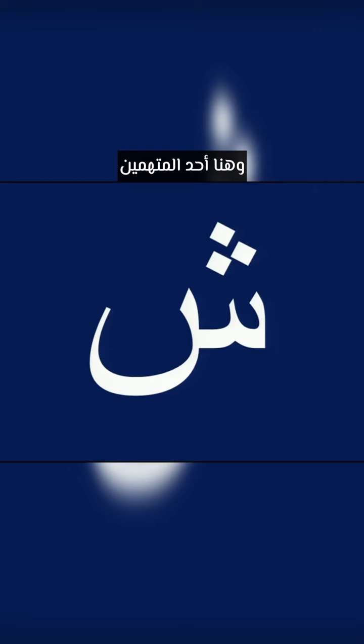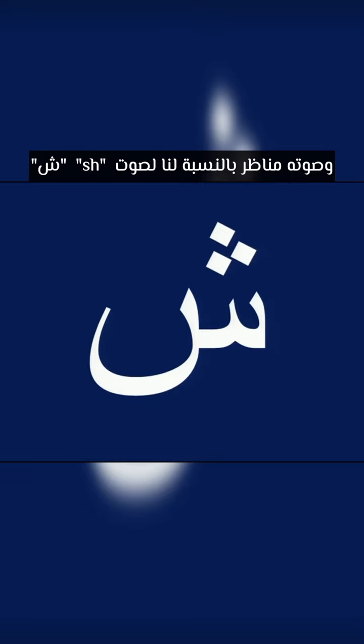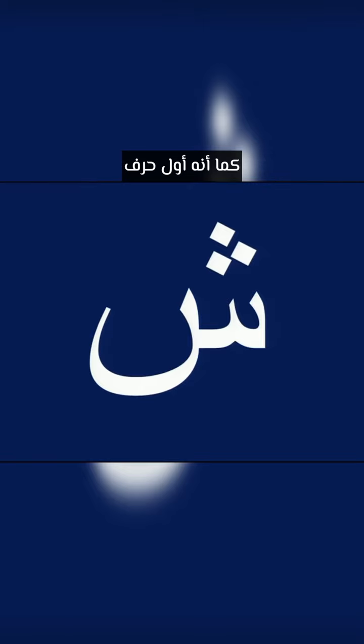Here's one of the culprits. This is the letter Shin, and it makes the sound we think of as SH. Sh. It's also the very first letter of the word shay'un, which means something, just like the English word something, some undefined, unknown thing. Now, in Arabic, we can make this definite by adding the definite article al. So this is al-shay'un, the unknown thing. And this is a word that appears throughout early mathematics, such as this 10th century derivation of proofs.